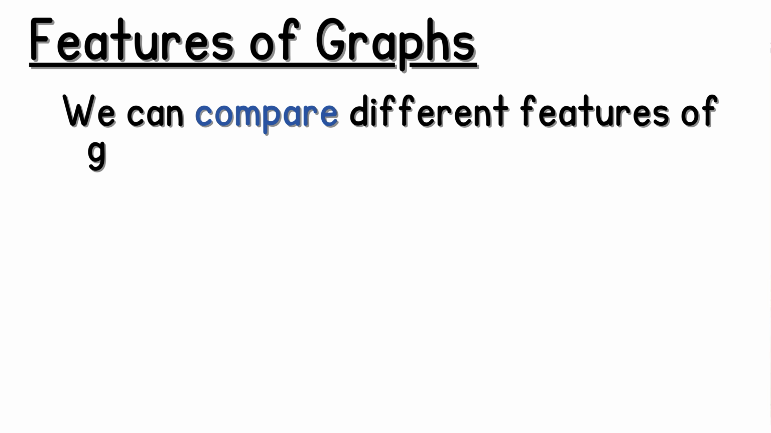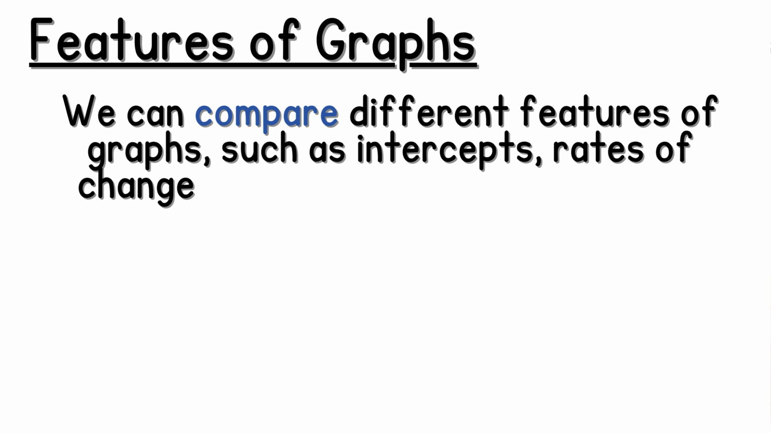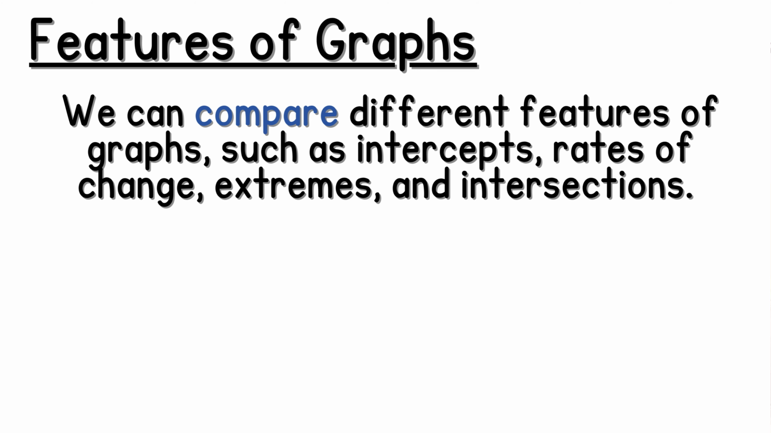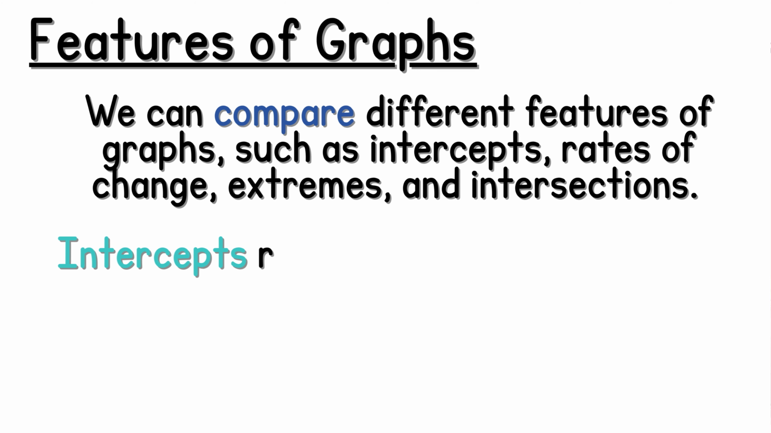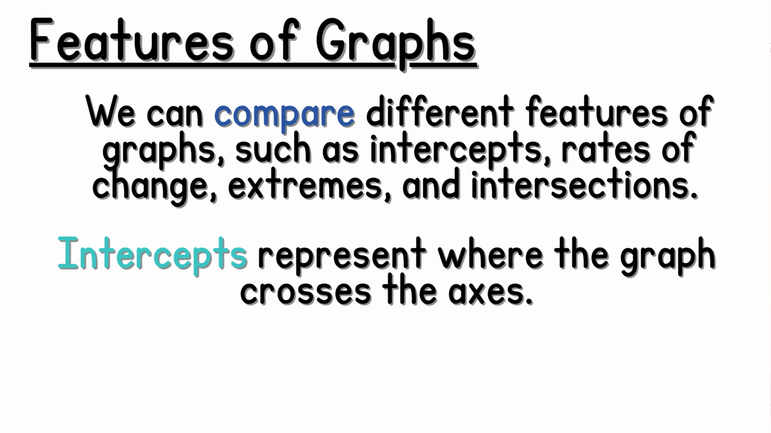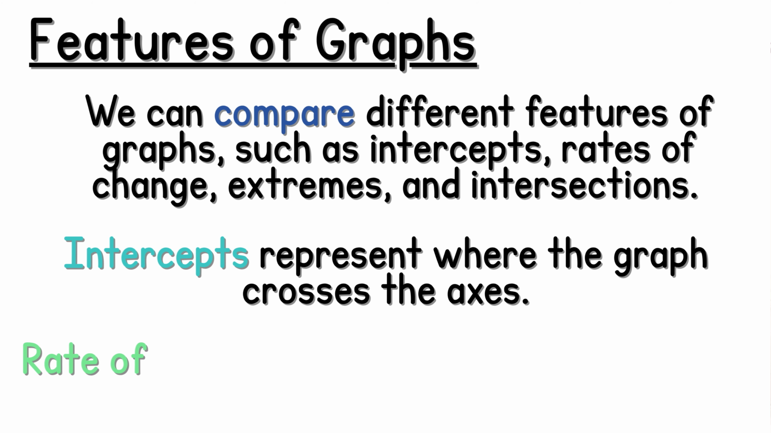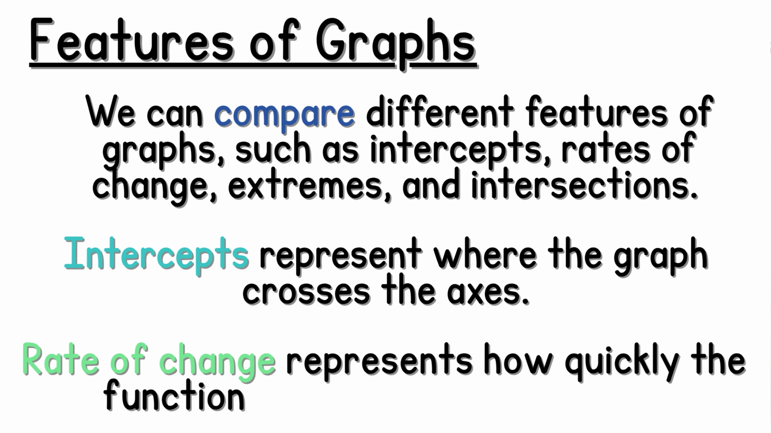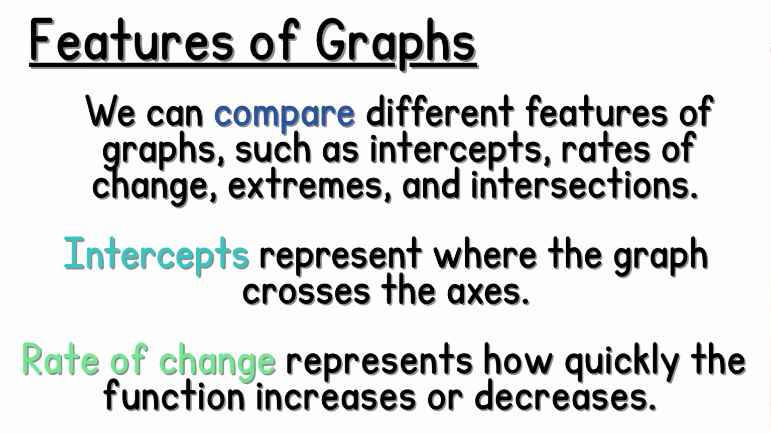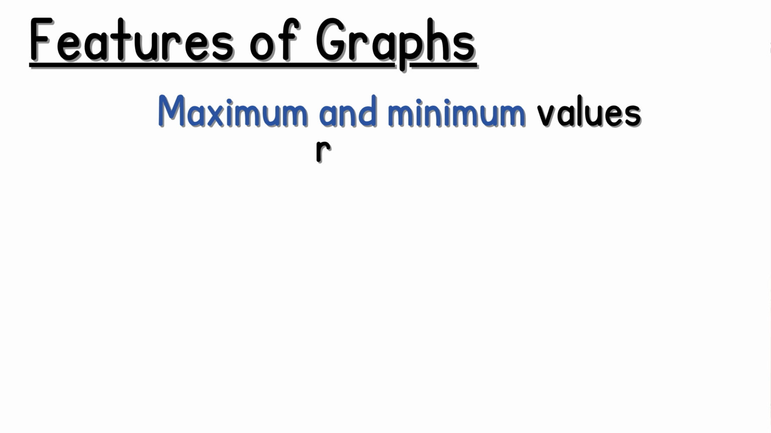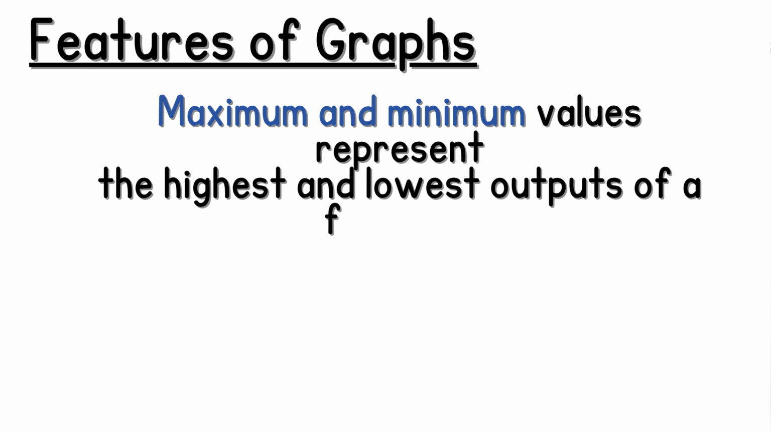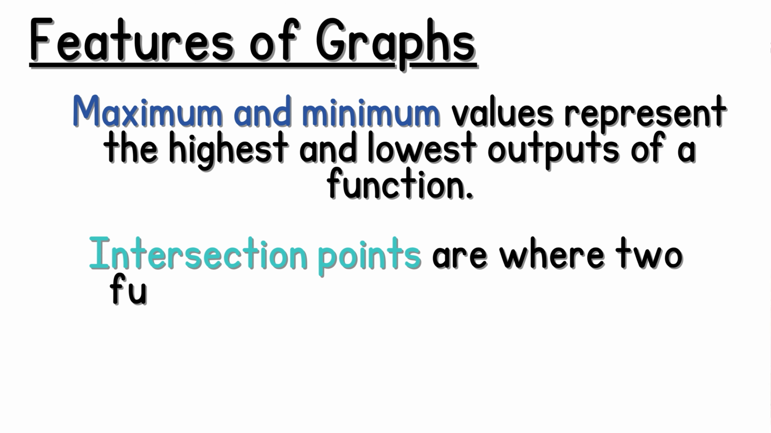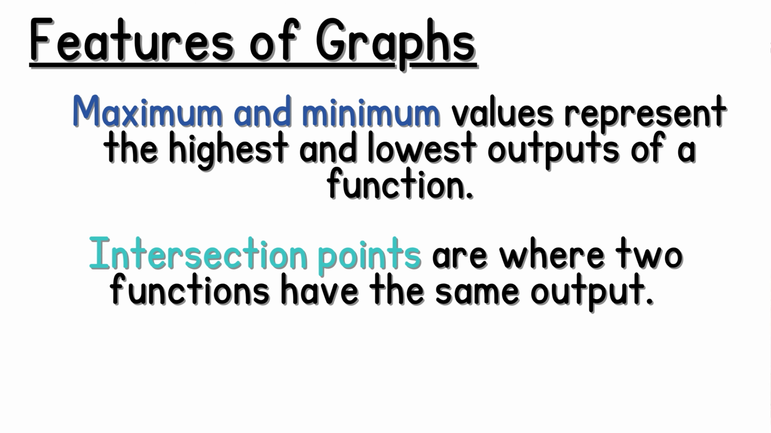We can compare different features of graphs such as intercepts, rates of change, extremes, and intersections. Intercepts represent where the graph crosses the axes, and the rate of change represents how quickly the function increases or decreases. The maximum and minimum values represent the highest and lowest outputs of a function. And intersection points are where two functions have the same output.